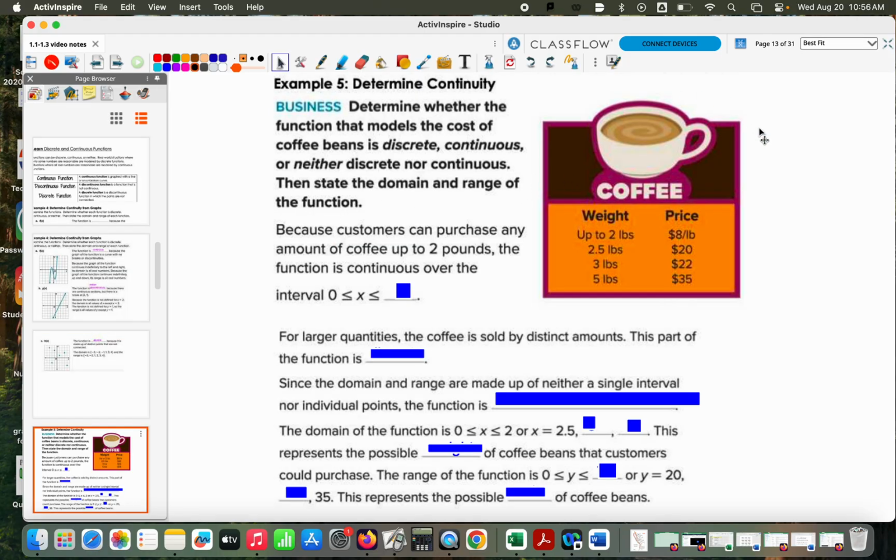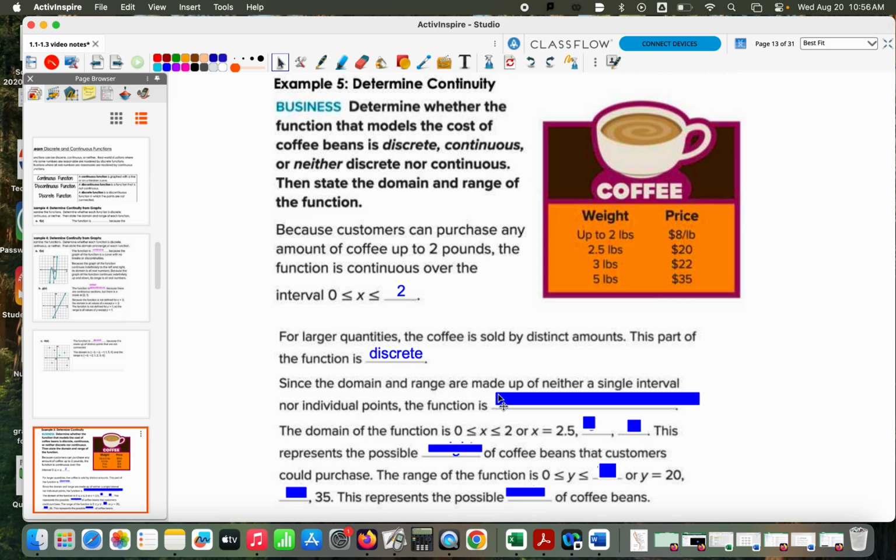Let's look at this real world situation and determine some continuities. So determine whether this represents a discrete, continuous, or a neither function, say the domain and range, all that good stuff. So obviously I'm going to buy some coffee based on some different weights. I have different prices. Okay, so up to 2 pounds. Well, the up to 2 pounds thing would actually be continuous. Okay, it's continuous over that. From 0 to 2, you basically have a continuous cost that just keeps going up, some sort of line that just keeps going up. Cool. For the larger values, though, anything over 2, they have to break it up. You could buy straight up 2.5 pounds, 3 pounds, 5 pounds, but you can't really get anything in between. So these are discrete individual points. So for the rest of it, it's discrete.